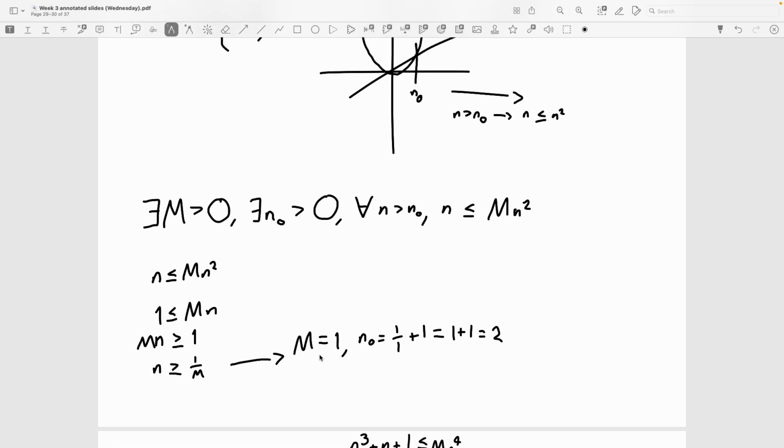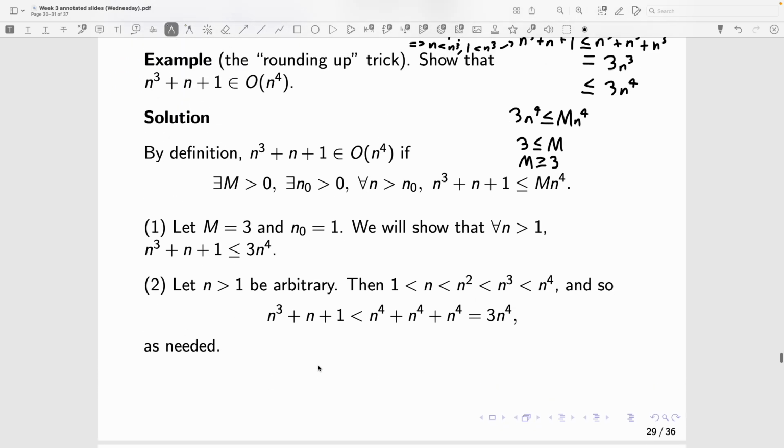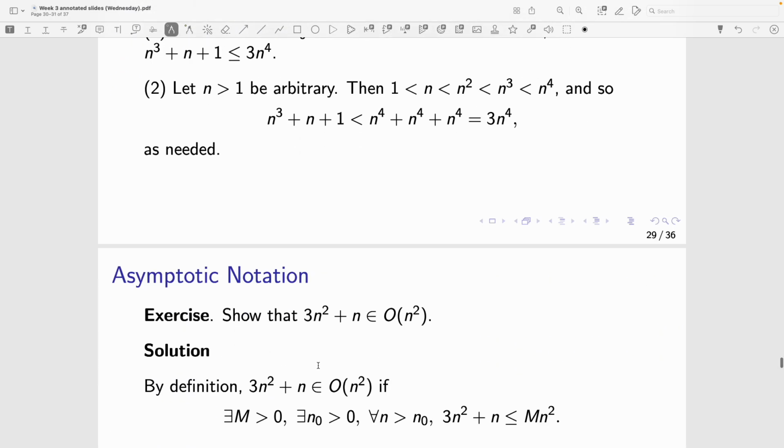You're right that this constraint wouldn't work with this value of n naught for all m, but luckily m is existentially quantified, so we just choose m equals 1. Does that make sense? Even if it doesn't, it probably will later. This stuff needs time to sink in. So yeah, I think we're done with this one.